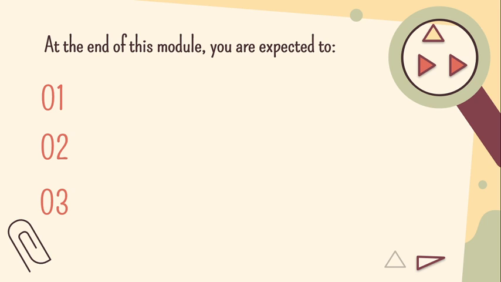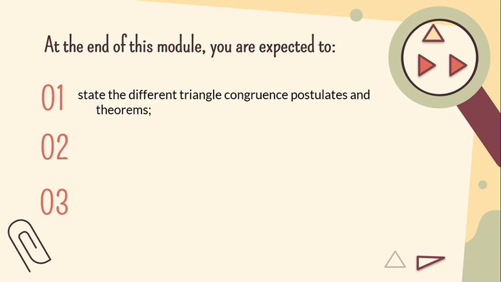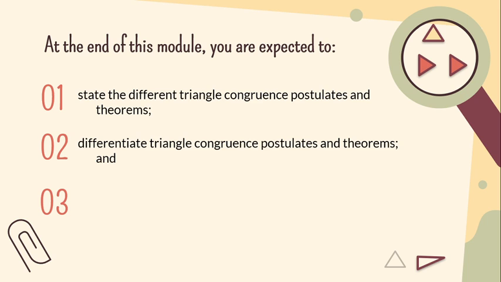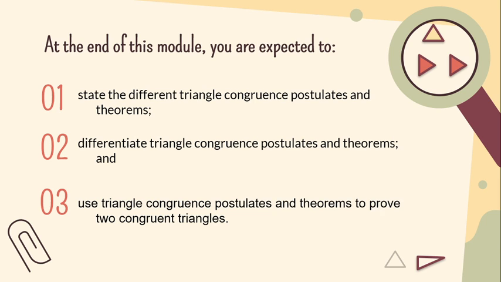For today, we're going to discuss Quarter 3, Module 6, which is proving two triangles are congruent. At the end of this lesson, you are expected to state the different triangle congruence postulates and theorems, differentiate triangle congruence postulates and theorems, and use triangle congruence postulates and theorems to prove two congruent triangles.